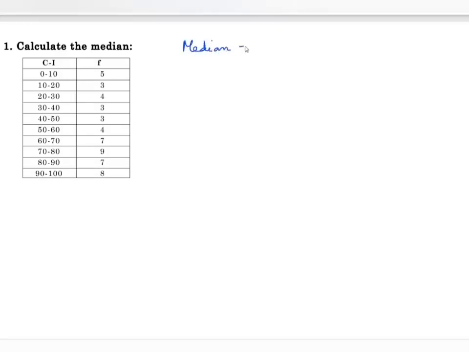Median of grouped data equals L plus (n by 2 minus CF) by F into H. So median equals L plus (n by 2 minus CF) by F into H. L is the lower limit of the median class, n is the number of observations, CF is the cumulative frequency, F is the frequency, H is the class size.